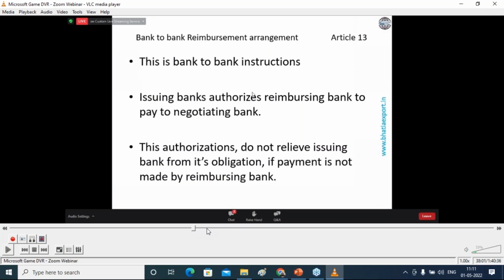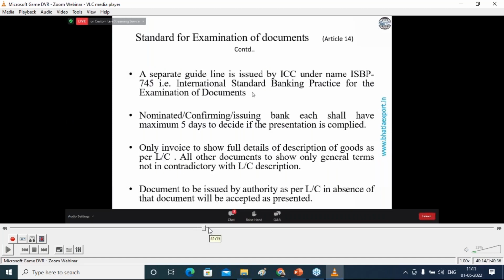Bank to bank instruction. For negotiation, the exporter has to negotiate the documents at the advising bank, meaning the beneficiary's bank, and that bank will forward the documents to the opening bank. Then the buyer has to make the payment and retire the documents. That is what happens, right?